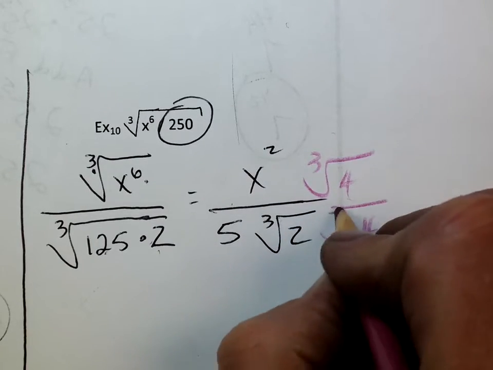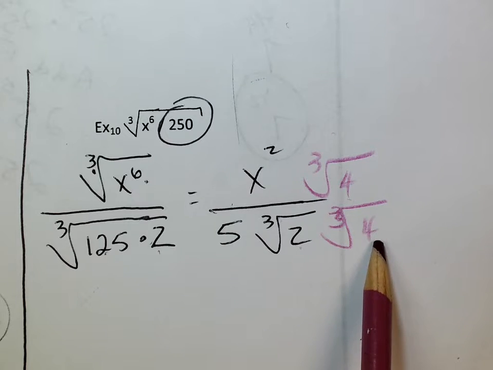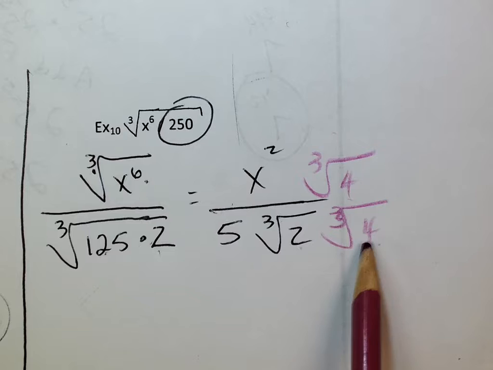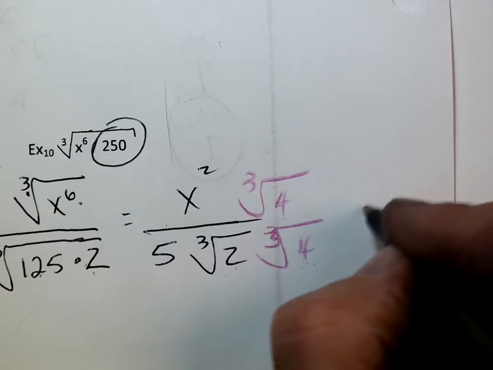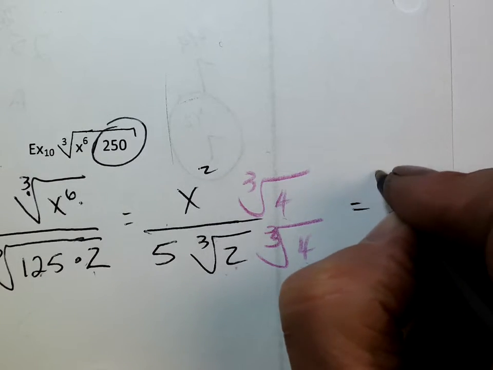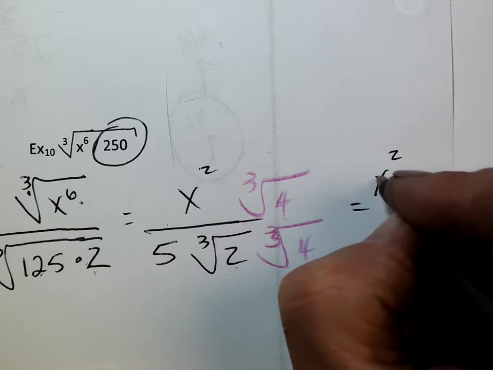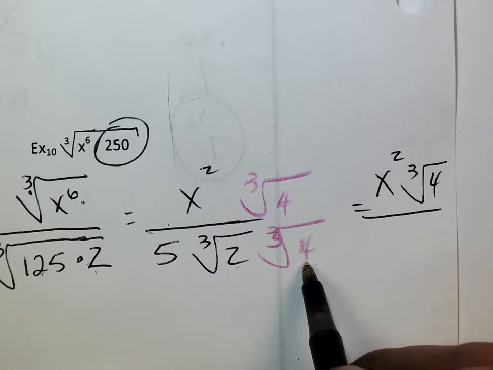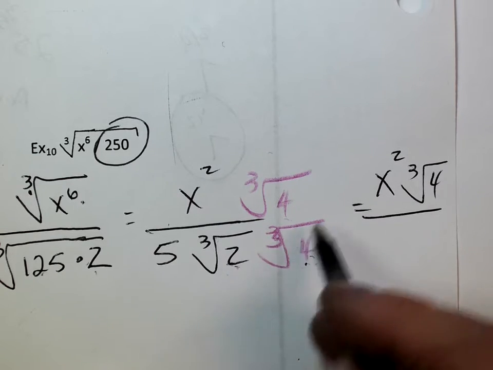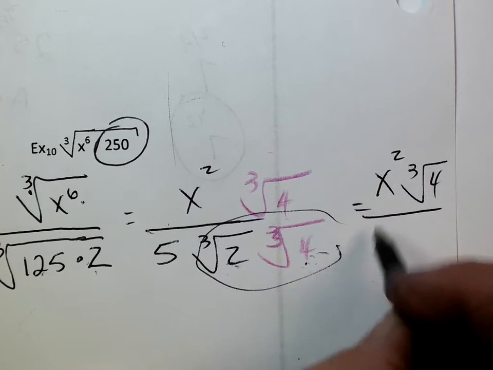What's 2 times 4? 8. Here's another way. If you have a hard time, 4 is the same thing as 2 times 2. So I would have a 2 times a 2 times 2, which is 8. So I'm going to wind up with an answer of x squared times the cube root of 4. That becomes a cube root of 8, which is just a 2.